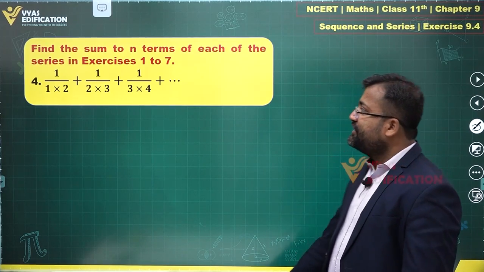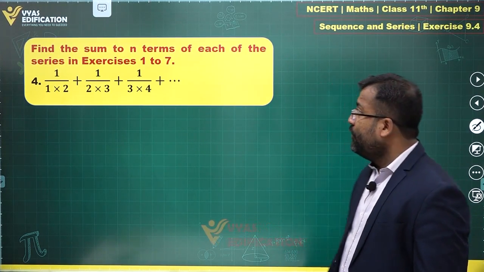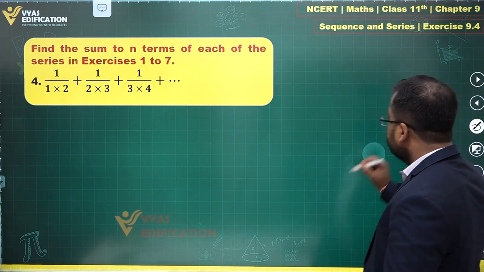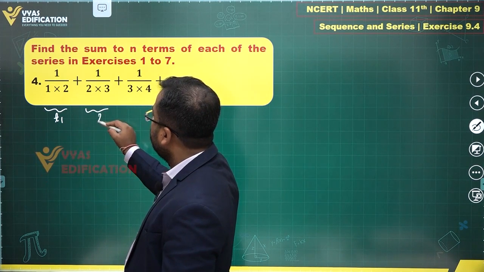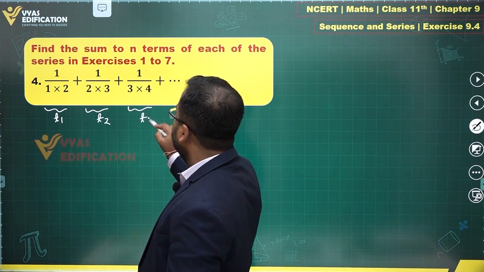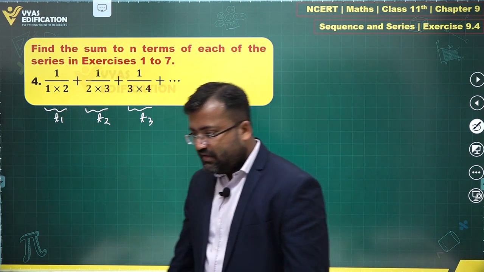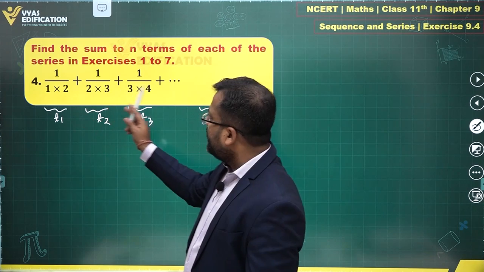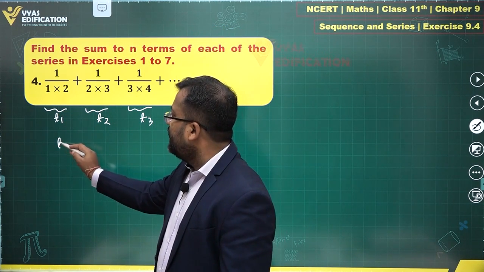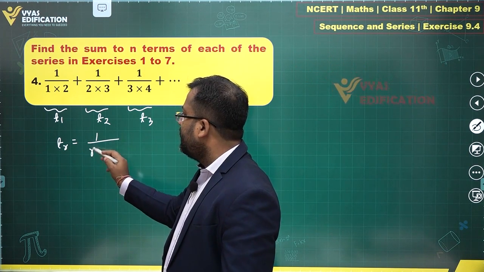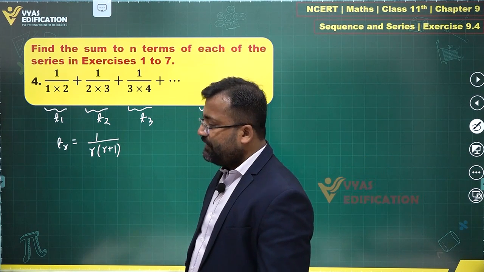Question number 4 says we have 1 upon 1 into 2 plus 1 upon 2 into 3 plus 1 upon 3 into 4 plus dot dot dot dot dot. So this here is T1, this here is T2, this here is T3, and what do we need? We need TR. Okay. I observe in the denominator you have product of two numbers. T1 has 1, T2 has 2, T3 has 3. So TR will have 1 upon R. And the next number is just greater than this. This is 1 upon R, R plus 1.